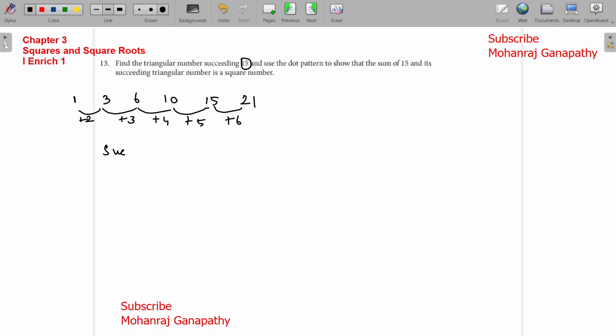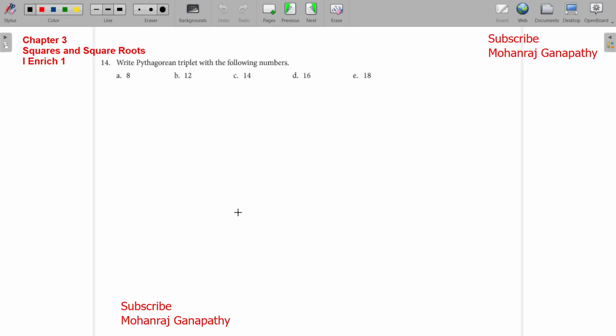Succeeding 15 is 21. Use dot pattern to show that the sum of 15 and its succeeding triangular number is a square number. 15 plus 21 is 36, which is 6 square. So you represent the dot method and verify this. 14th sum. Write the Pythagorean triplet with the following numbers.